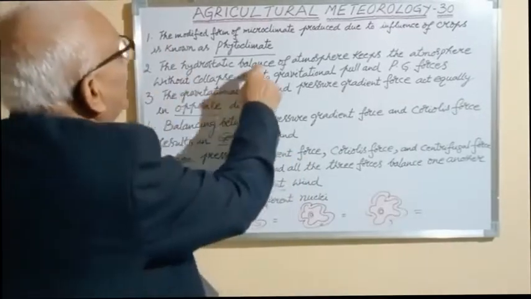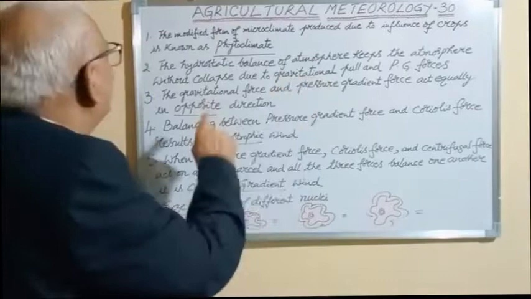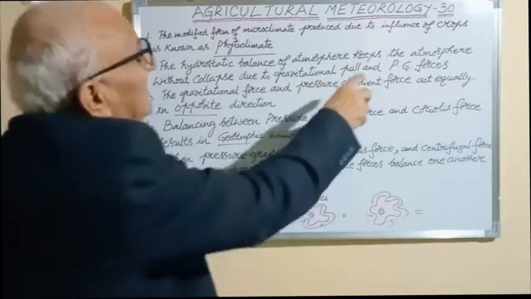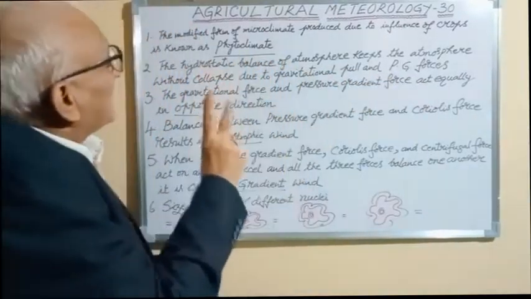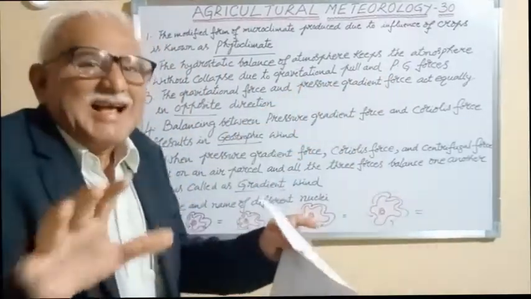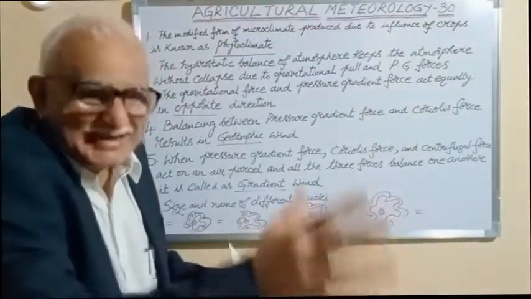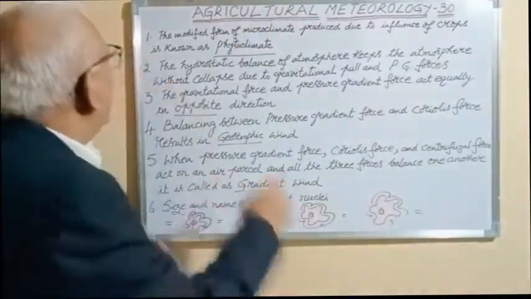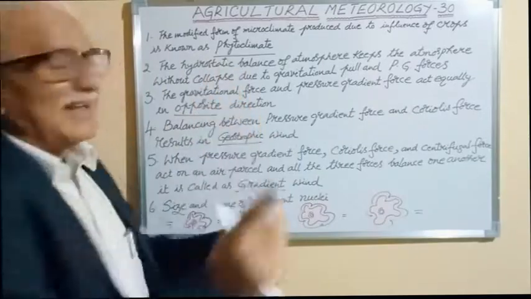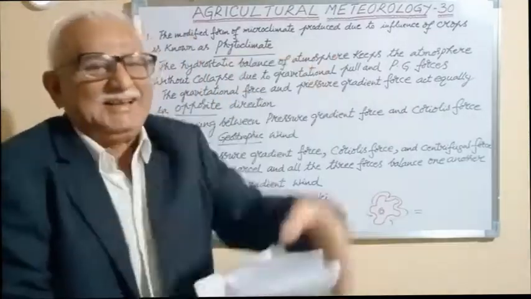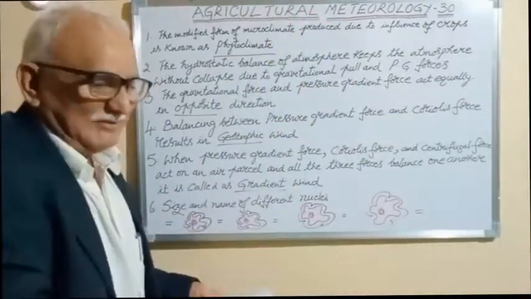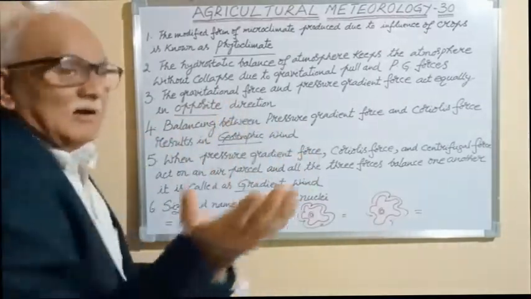Now, the hydrostatic balance of the atmosphere keeps the atmosphere without collapse due to gravitational pull and, of course, pressure gradient force. There are two: gravitational pull and pressure gradient force. These two keep the atmosphere in hydrostatic balance. That's why the atmosphere never falls. Please note, the gravitational force and the pressure gradient force act equally in opposite directions. Both of them act in the opposite direction: gravitational pull and pressure gradient. So the pressure gradient force and gravitational force balance the atmosphere; they work in the opposite direction.